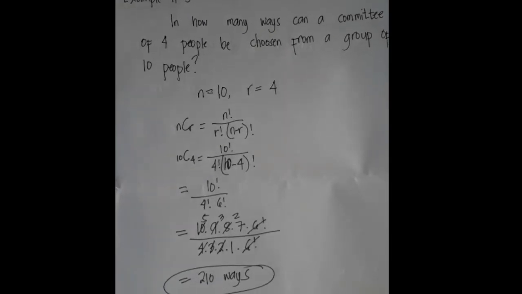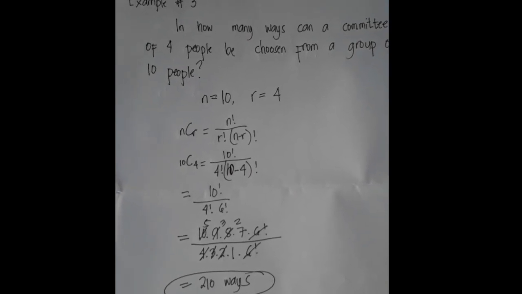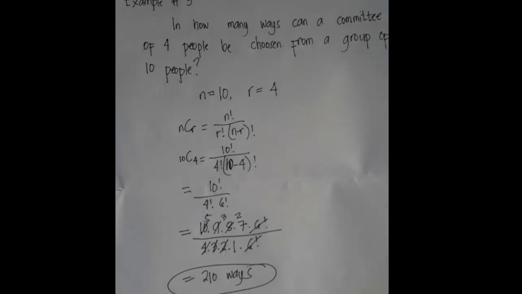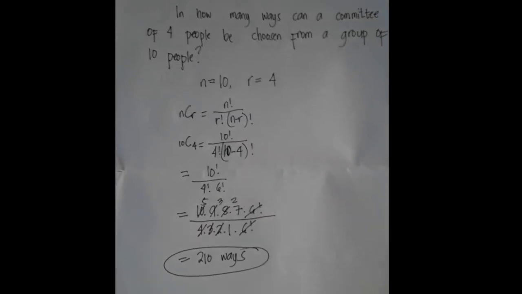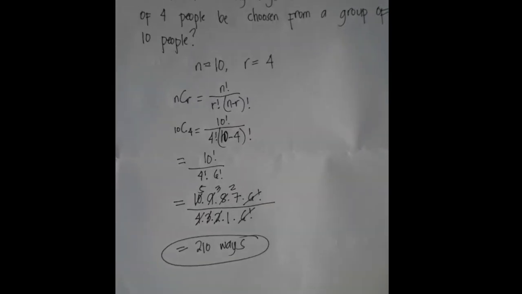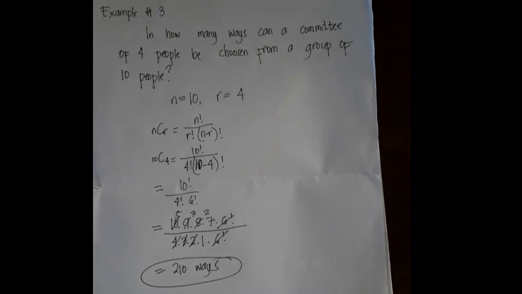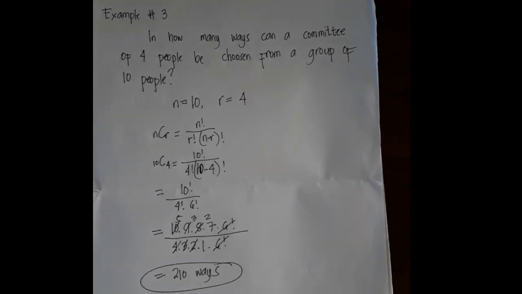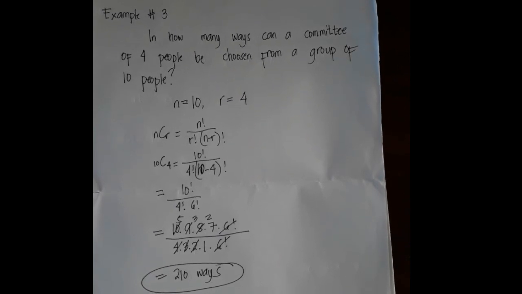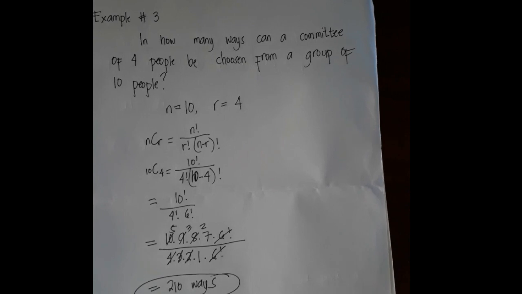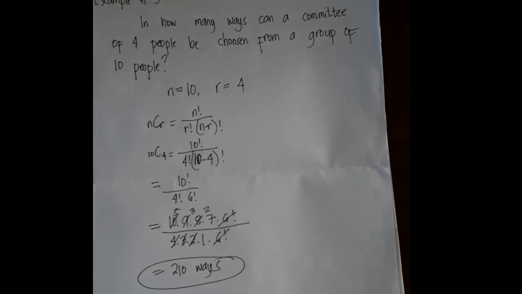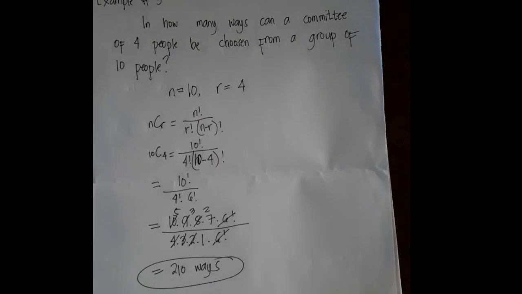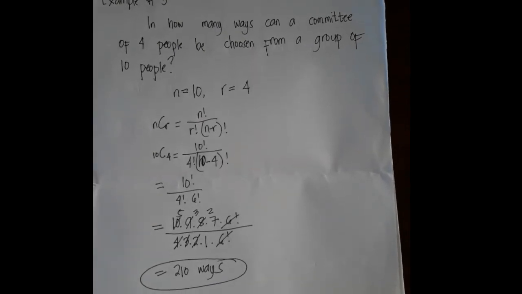So n factorial is 10 factorial and r factorial is 4 factorial. So we have 10 factorial over 4 factorial times (10 minus 4) factorial, which is 10 factorial over 4 factorial and 6 factorial. So 10 factorial is 10 times 9 times 8 times 7 times 6 factorial over 4 times 3 times 2 times 1 times 6 factorial. So eliminate, and what is left is 5 times 3 times 2 times 7 equals 210. So there are 210 ways.